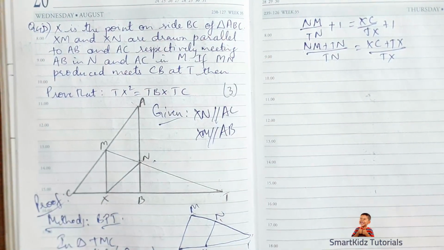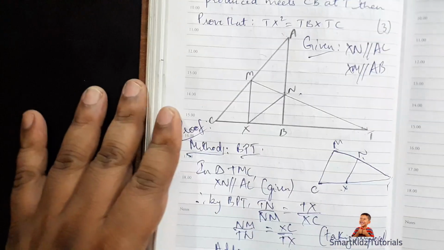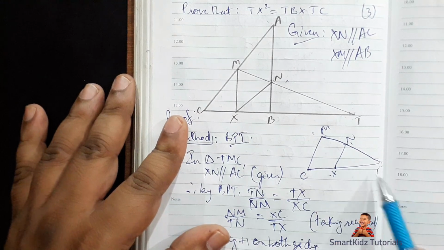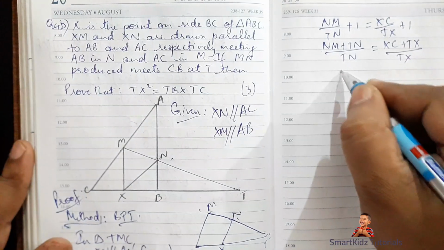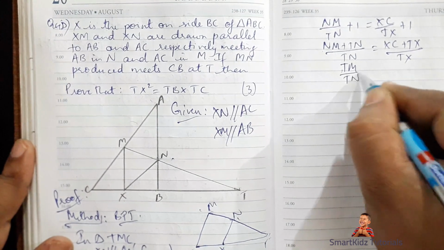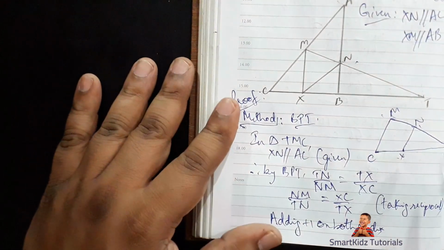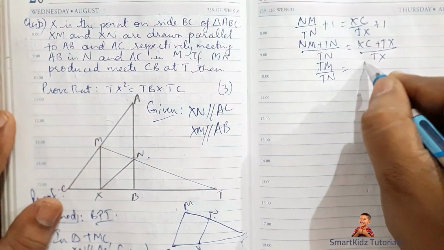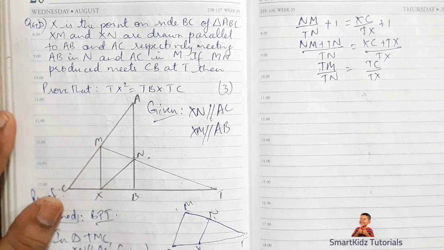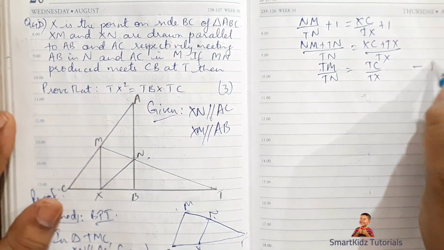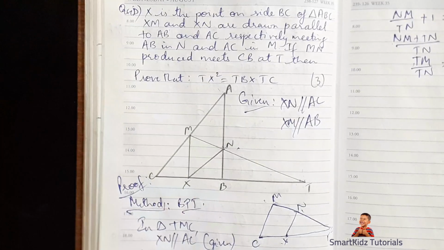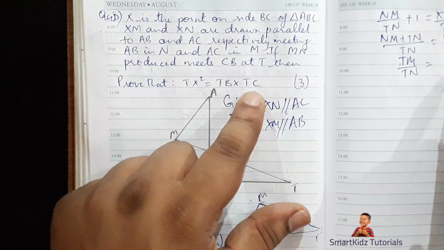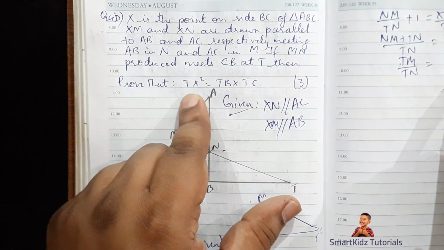Now what is NM plus TN? Have a look at the figure. NM plus TN is nothing but this full TM. So TM upon TN. Now what is XC plus TX? XC is here, TX is here. Full thing is TC. So that is TC upon TX. We'll mark this as 1. Now we once again revisit what we need to get. We need to get a TC there. We've got that. We need to get a TX. We have got that.